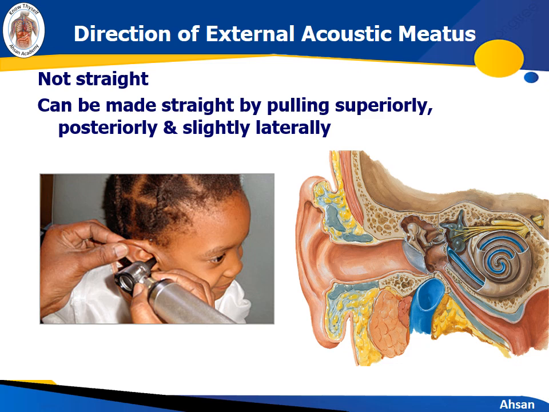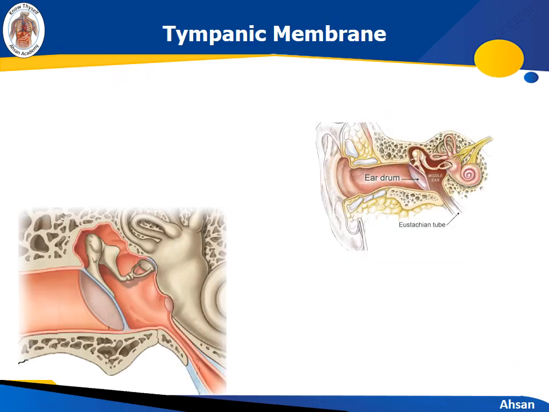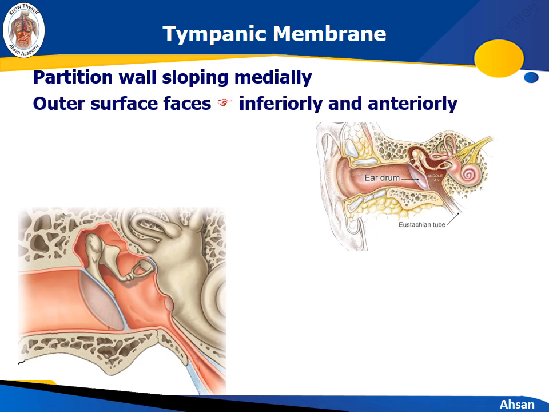That's why, to examine the tympanic membrane, the doctor pulls the external auricle superiorly, posteriorly, and slightly laterally, so that the canal becomes straight and the doctor can easily examine the outer surface of the tympanic membrane. The tympanic membrane is an oval structure. It is a membrane that slopes medially, and its outer surface faces inferiorly and slightly anteriorly.